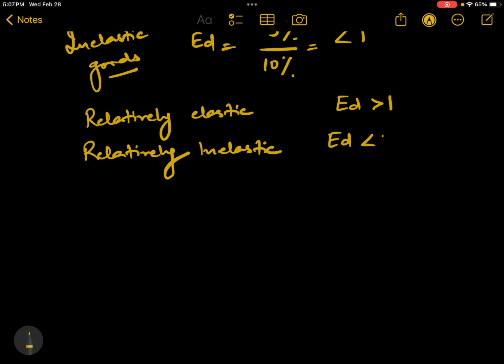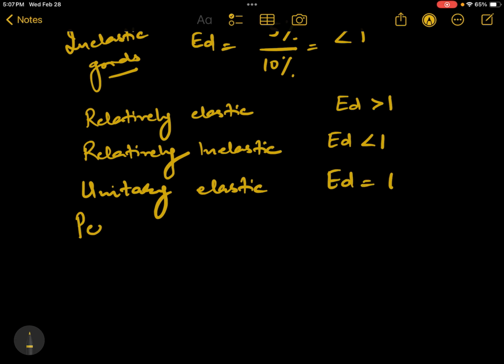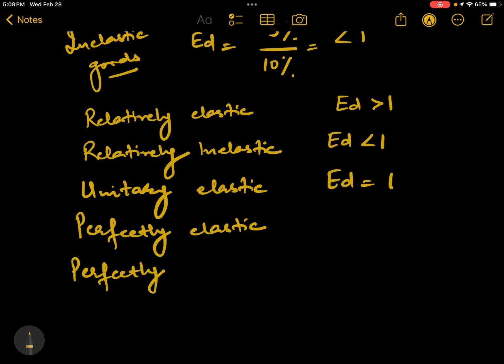So this is less than 1. You have 3 in addition to this. Third one is unitary elastic, which would be equal to 1. You will have perfectly elastic and perfectly inelastic. We will derive these 2 and then I'm going to come back here.